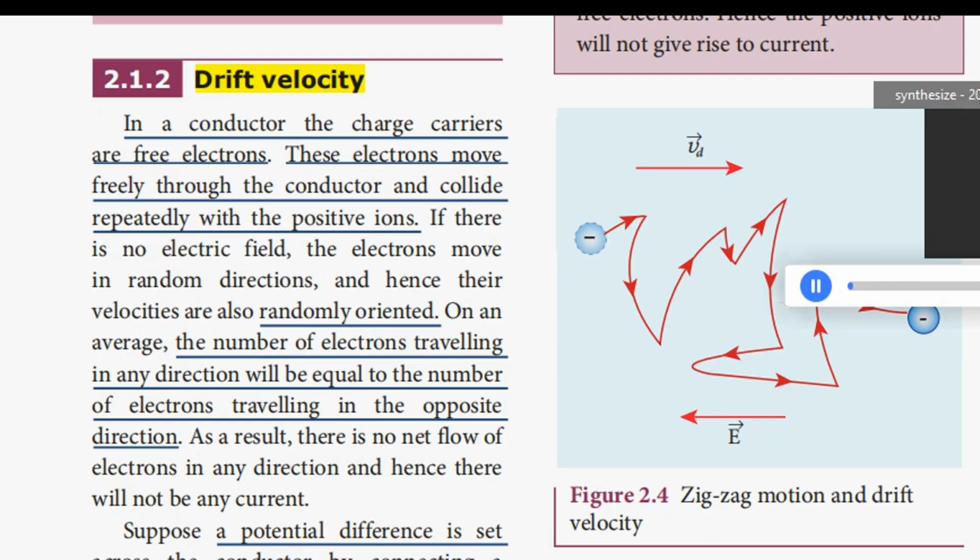In a conductor, the charge carriers are free electrons. These electrons move freely through the conductor and collide repeatedly with the positive ions. If there is no electric field, the electrons move in random directions, and hence their velocities are also randomly oriented. On average, the number of electrons traveling in any direction will be equal to the number of electrons traveling in the opposite direction. As a result, there is no net flow of electrons in any direction and hence there will not be any current.